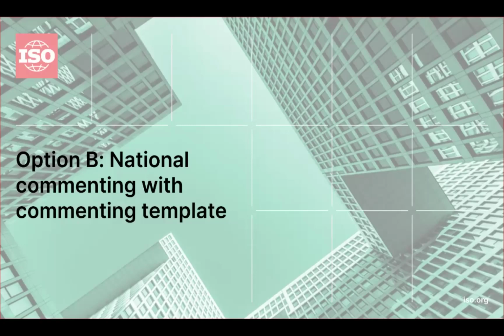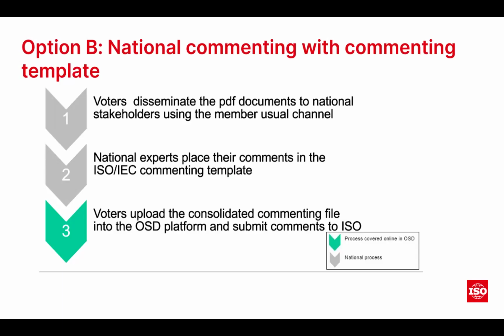So let's get into the key aspects of working with the commenting template in the OSD. For this process, the first two steps remain largely the same as what you've already been doing. As a voter, you're going to disseminate the PDF documents to your national stakeholders using your usual channels. After this, your national experts would place their comments in the traditional and current ISO IEC commenting template. Part 3 is where we start to do a few new things in the OSD, where you'll actually upload your consolidated commenting file into the OSD and submit the comments to ISO.